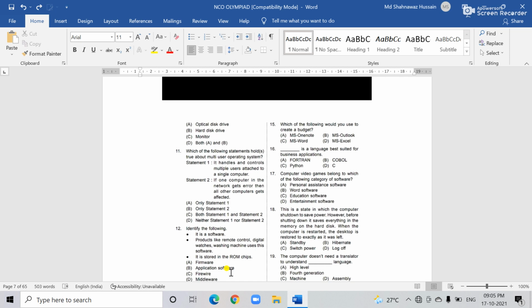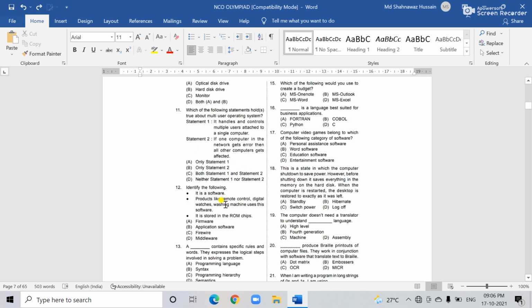So, explaining the options: I already explained that multi-user means more than one person performing at the same time. You see here the options; the correct answer is number A. Only one means it handles and controls multiple users attending to a single computer, right? So this is the correct answer, number A.